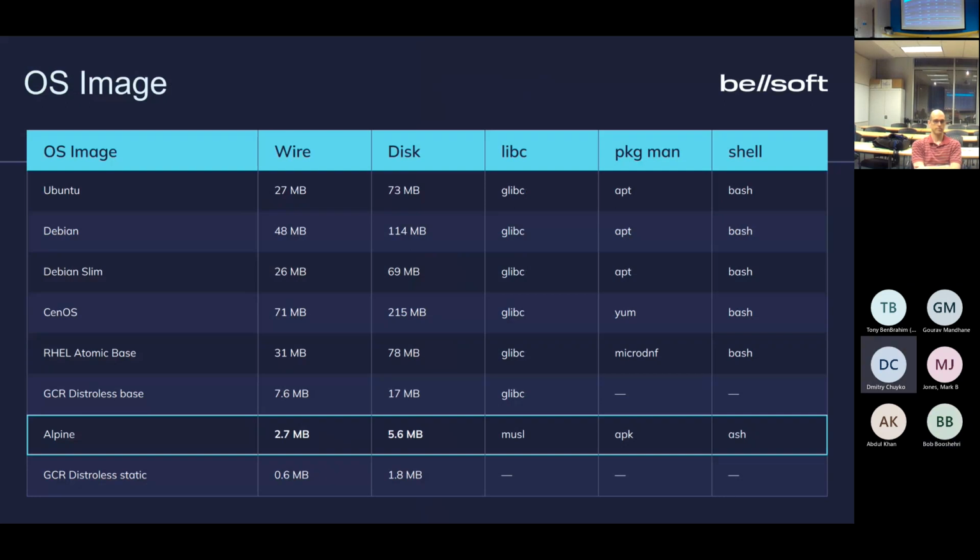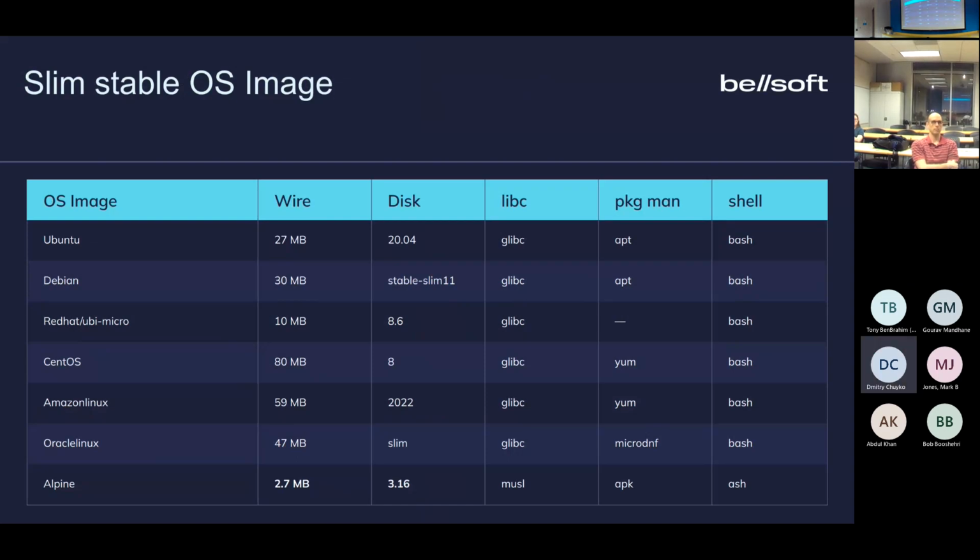It's a standard C library, which is different from the glibc C library used in the vast majority of other distributions. It is a package manager, which is, again, maybe new to many of you, but who knows. And it's a shell, which is pretty similar to other shells that we're used to, but it may be slightly different. But it's present there. And other images, like distroless, for example, that don't have those components, are still larger than this base Alpine image.